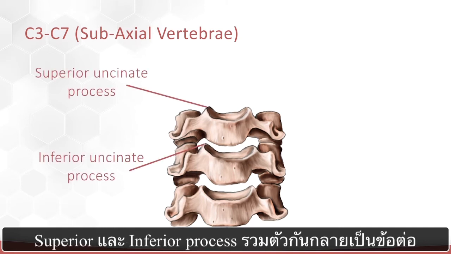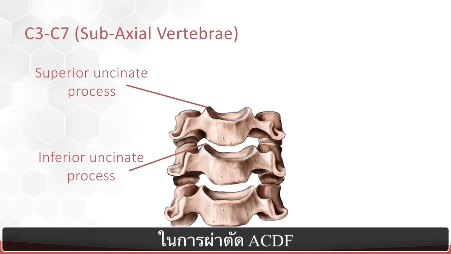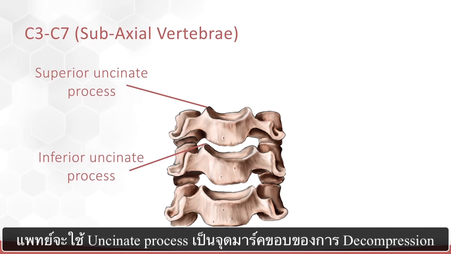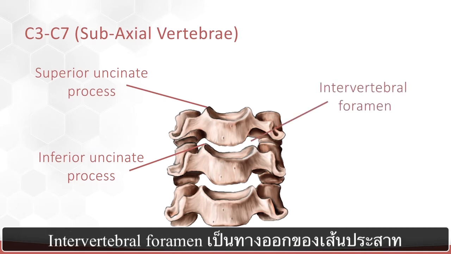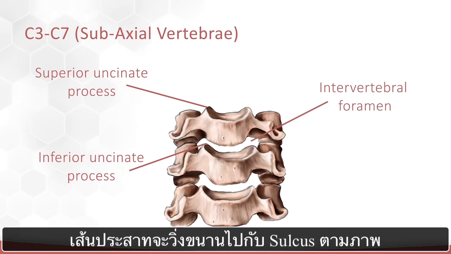Shown on this anterior view of the subaxial cervical vertebrae are the uncinate processes. The superior and inferior uncinate processes come together to form the uncovertebral joint. During an ACDF procedure, surgeons typically use the uncinate processes as the far lateral border for the decompression. The intervertebral foramen is where the exiting nerve root lies. The exiting nerve root travels along the sulcus of each level, which provides a smooth flooring support for the nerve as it exits the bony spine.